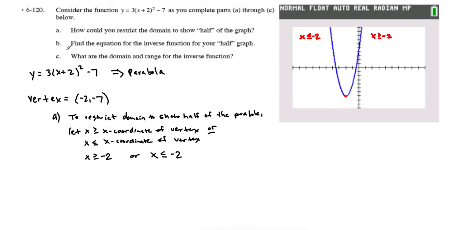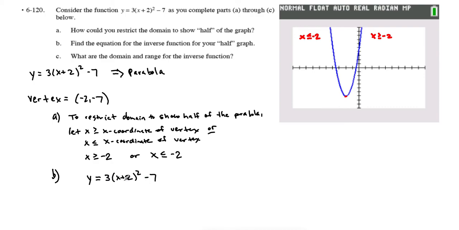So, letter B, find the equation for the inverse function for your half graph. All right, so as we look to create the inverse, let's first create the inverse equation for this entire parabola here. So let's do letter B here. We're going to have y equals 3 times the quantity of x plus 2 squared minus 7.